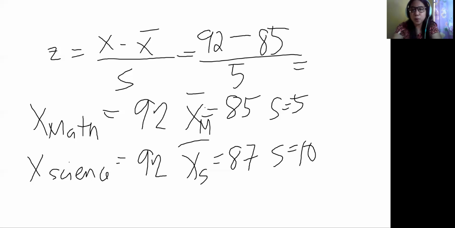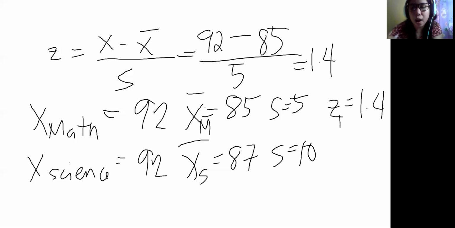So 92 minus 85 over 5 is equal to 1.4. So our z is equal to 1.4 if our computation is using the given in mathematics. Now, let us also compute for science. So we have to change the value for the mean and the value of the standard deviation because, of course, the data is not the same.